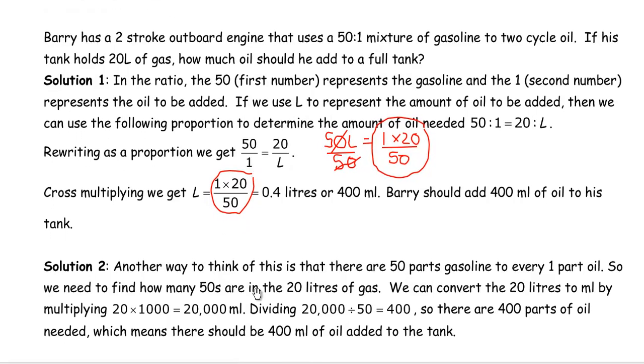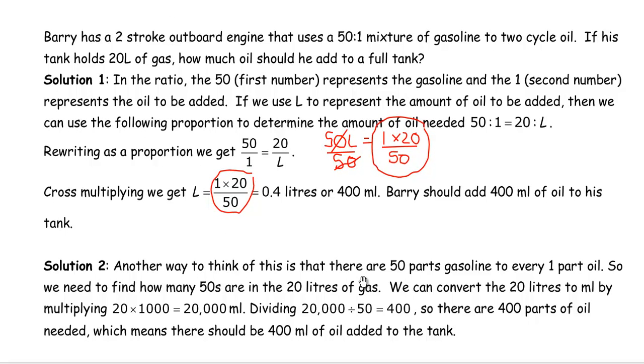Now, second solution. Another way to think of this is there are 50 parts gasoline to every 1 part oil. So we need to find out how many 50s there are in 20 liters of gas. And it's probably most convenient to convert the 20 liters to milliliters. And if you remember, there's 1,000 milliliters in 1 liter. So if we take the 20 liters and multiply it by 1,000, that tank actually holds 20,000 milliliters.